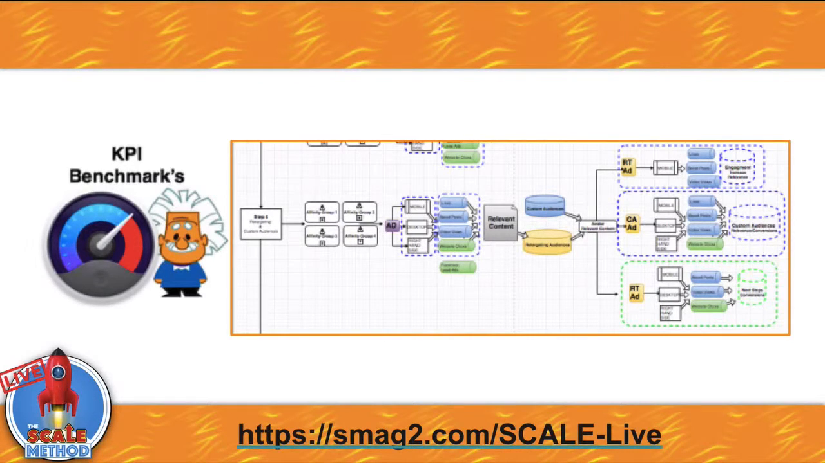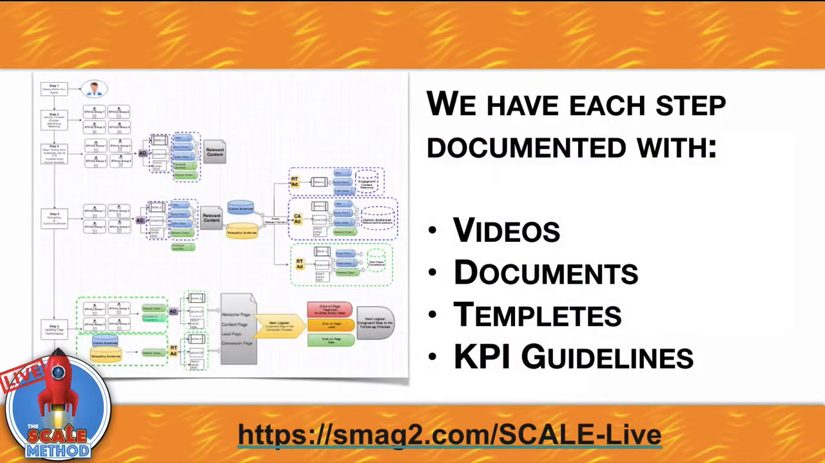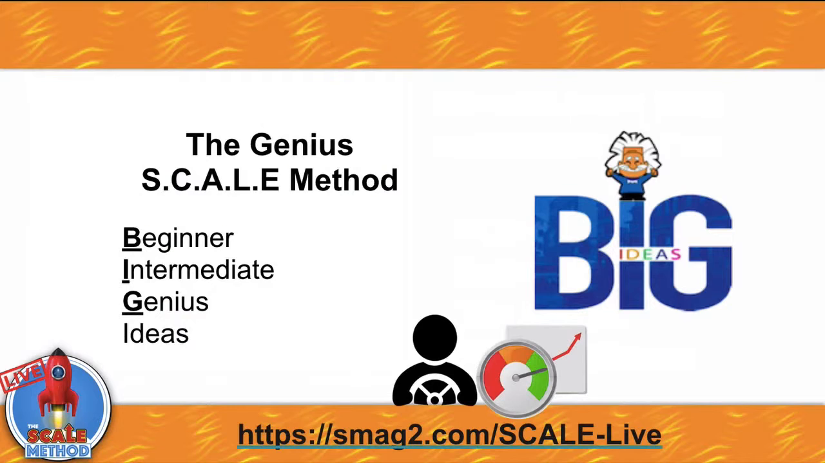And you want to understand that each step is going to have multiple key performance indicators. But remember, there's only a couple of things that really drive your main, most important numbers. See, we have each step documented with videos, documents, templates, key performance indicator guidelines, and more. We even built in the Genius Scale Method, beginner, intermediate, and genius ideas. We call them big ideas.